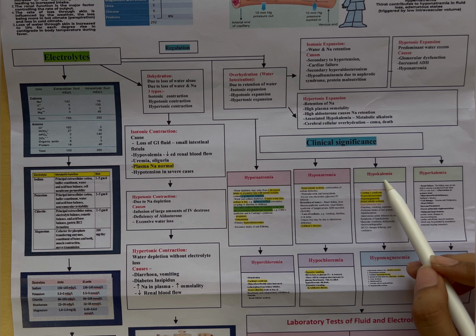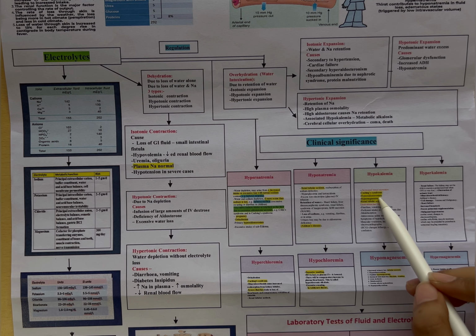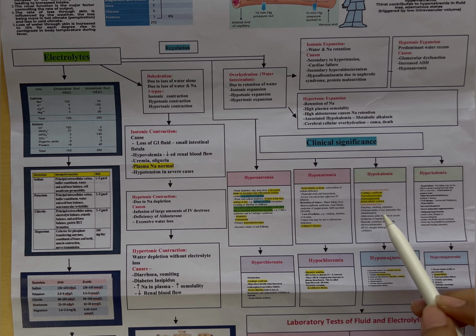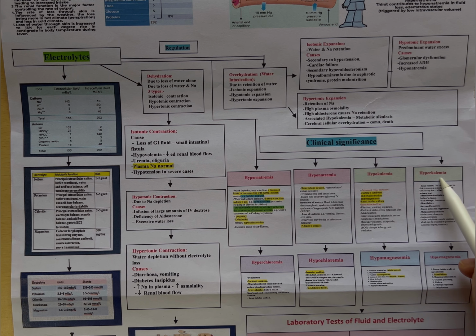Hypokalemia is the condition where potassium levels are low in the blood, caused by diuretics, consumption, and vomiting. Symptoms include muscle weakness and arrhythmias. High levels of potassium in blood is what we call hyperkalemia, caused by renal failure, tissue necrosis, and burns, and symptoms include palpitations and cardiac arrest.